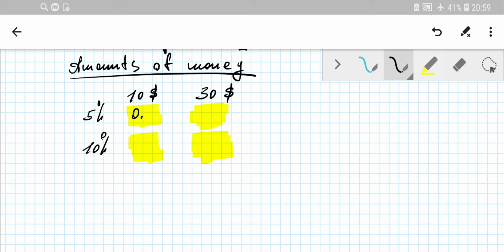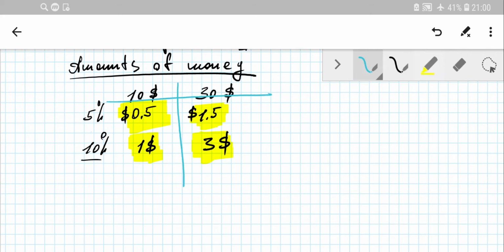5% of 10, right? $0.5. And from 30, we've got $1.5. Okay, so we've got dollars here actually. It doesn't matter where you put the dollar sign. Then you take 10%, and 10% of 30 is $3. So you're given this table, and based on this table, for example, you need to work out, let's say, 15% of $60.